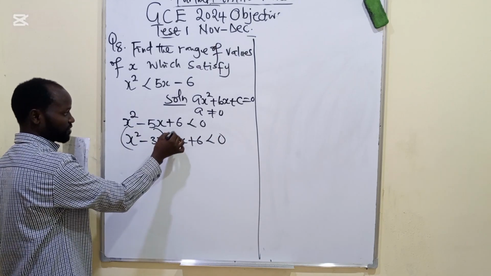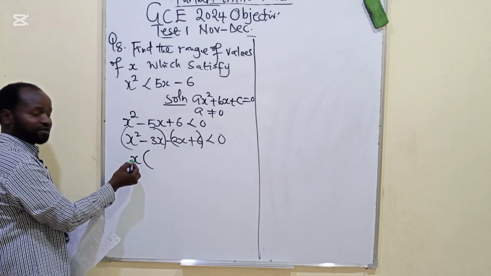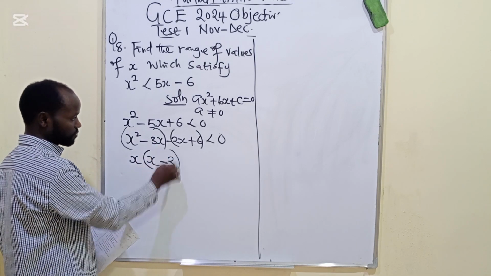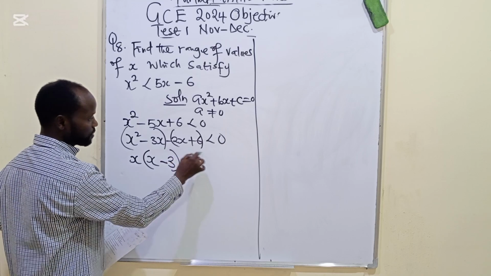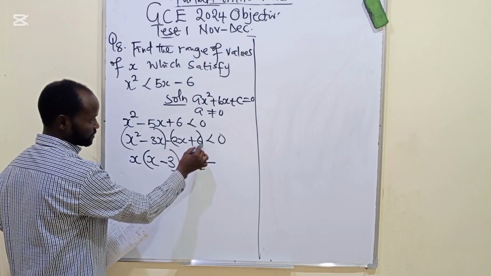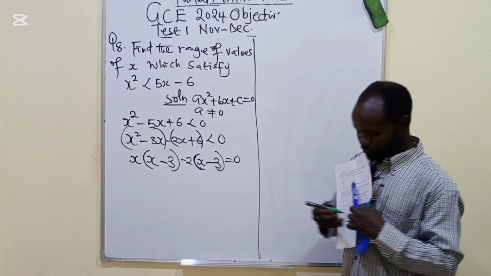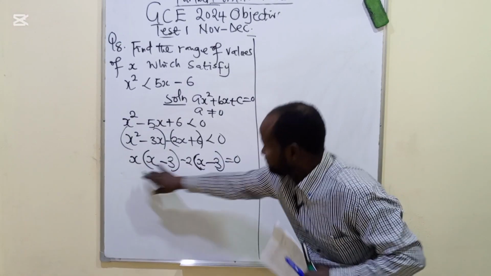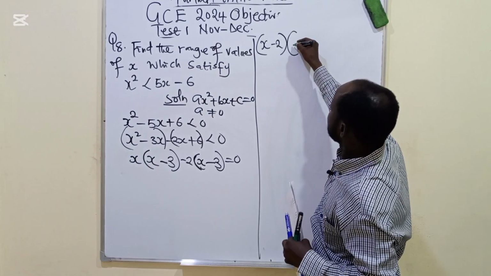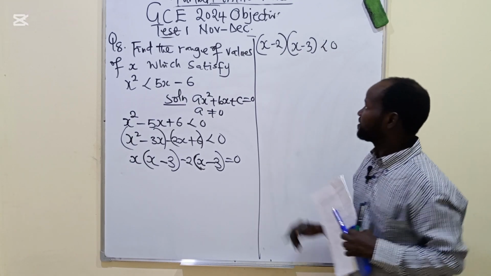So let's group it and factor out. What is common here is x. x squared divided by x will be left with x, minus 3x divided by x be left with minus 3, plus the bracket. What is common here is minus 2. 2x divided by 2 will be left with x, minus 6 divided by 2, that will be 3. Very important. You realize that what we have in the bracket are the same. We pick what we have outside. That will be x minus 2 in one bracket, another bracket open, x minus 3, less than 0.